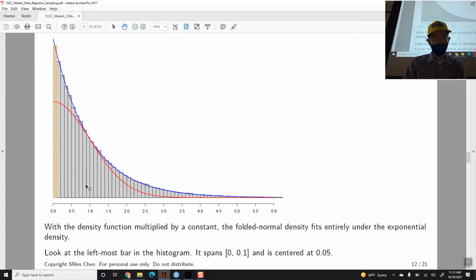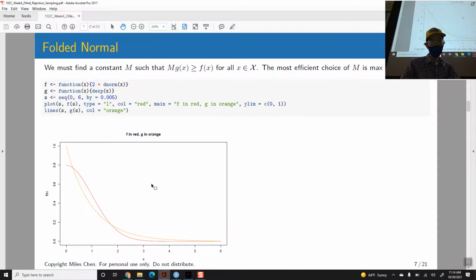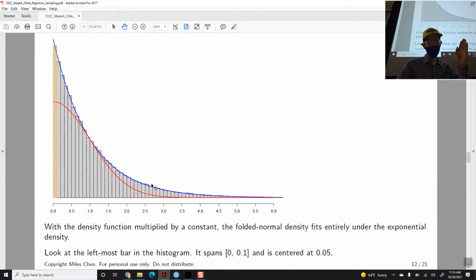And there's a picture of this right here. So when you multiply the orange line, the exponential curve, by 1.32, you're going to get this blue curve, and we can see that the red line is fully contained underneath the blue curve. So that's the picture here. If you look back at this one, here's the orange line. It's below the red line at some point, but if you multiply by 1.32, you're going to get this.